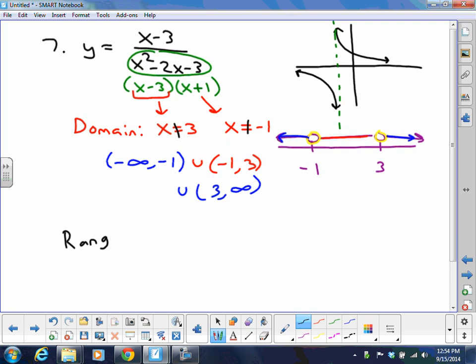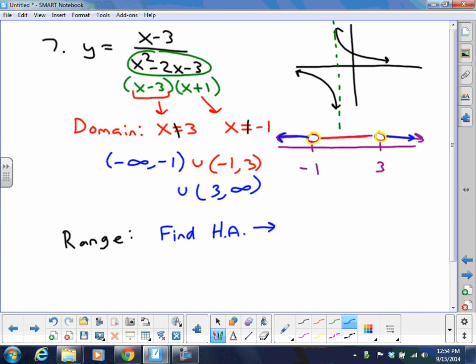The range on these is basically asking what y values does the graph go through. And I think the best way to find the range, if you have this graph in front of you, it's kind of hard to tell. You might see something's going on, but what I would actually do for the rational functions is find the horizontal asymptote first, because that's going to tell you a lot about the range.